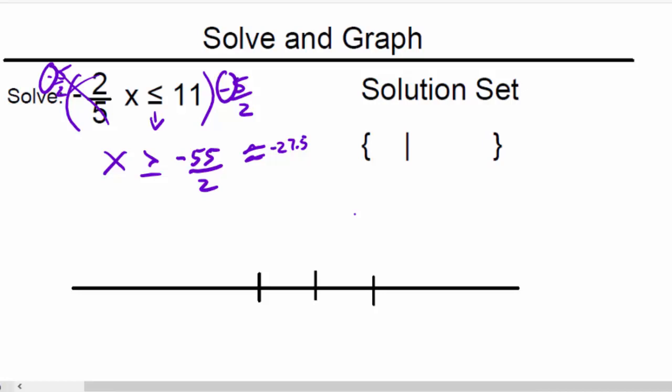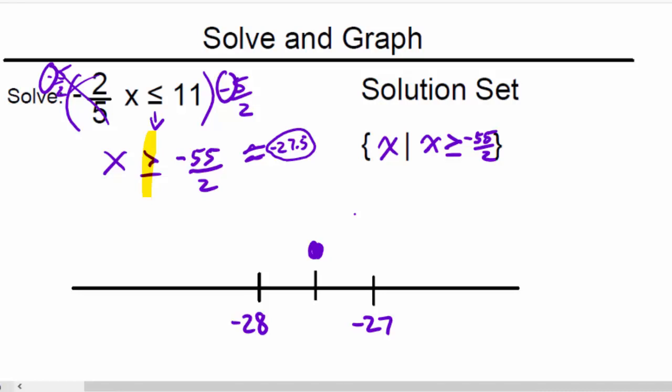27.5. So when I go to write this as a solution set, I'll say all x's such that x is greater than or equal to negative 55 halves. And on the number line, I'm going to have negative 27 here and then negative 28 here, which means negative 27.5, which is what I'm really looking for, would be right here in the middle. So I'm going to go ahead and put a solid dot there because I have an equal to over here on my inequality. And I'm looking for values of x that are bigger, so my arrow will be to the right.